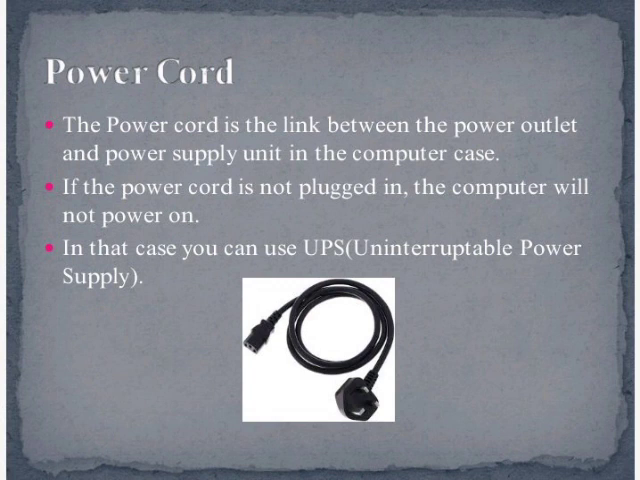Again, what is the computer case? Nothing but the CPU. So one end is connected to the power outlet and another end is connected to the computer case, nothing but the CPU. Yes, now come with the definition. Power cord is a link between the power outlet and power supply unit in the computer case. Repeat along with me. Power cord is the link between the power outlet and power supply unit in the computer case. Yes, now you understand?